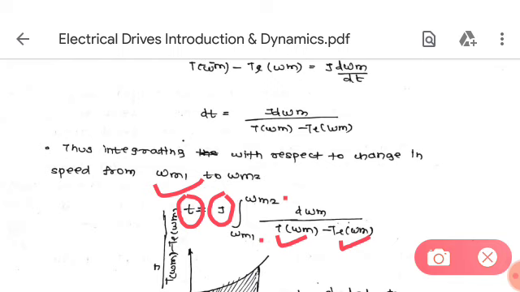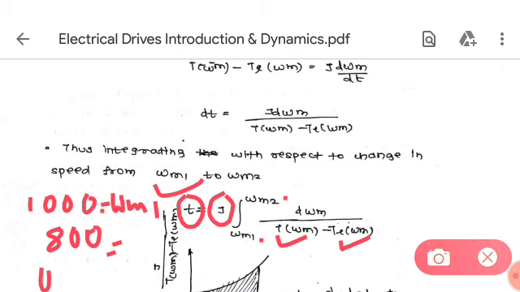Now if it is a speed change, suppose from 1000 rpm the speed is reduced to 800 rpm. In that case, again the 1000 rpm is omega m1, but 95% of 800 is omega m2. So if you put it like that, you will get the time required to change this.